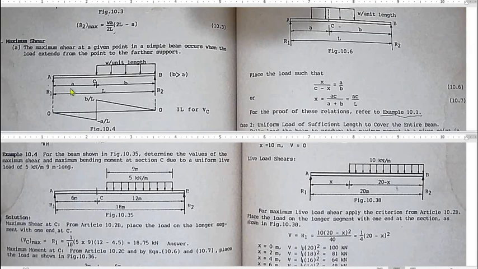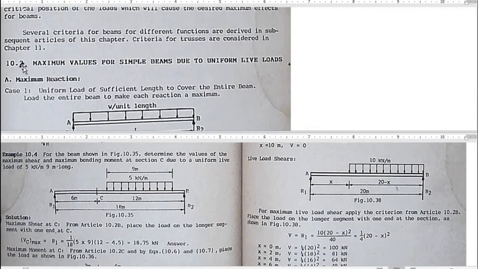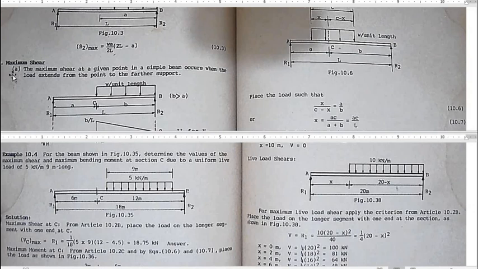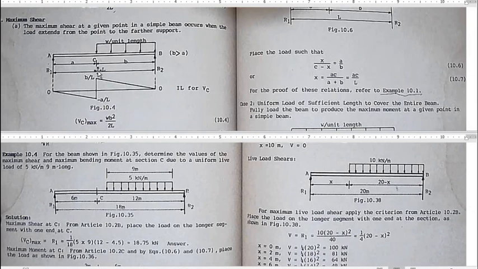So, article 10.2b. Ito siya, no? So, this is 10.2. This is letter A, maximum reaction. Letter B, this is maximum shear. Okay, so this is letter B. The maximum shear at a given point in a simple beam occurs when the load extends from the point to the farthest point. So, ibig sabihin yan, isang edge nung 9-meter na beam, ipapatong mo dito sa point in consideration. Tapos, syempre, dito mo i-extend sa towards B. Okay?